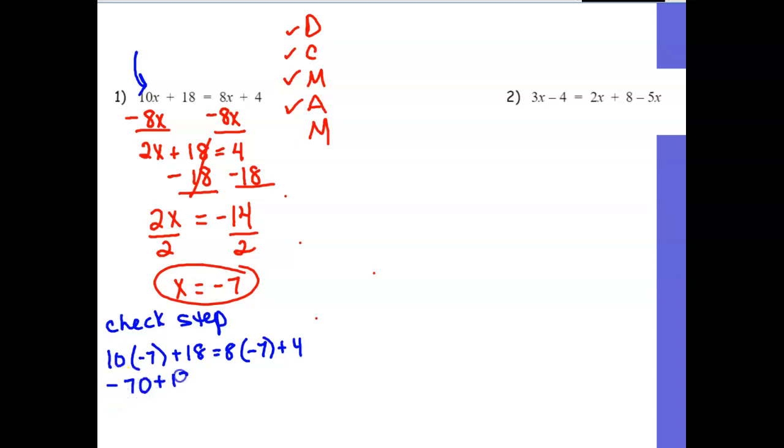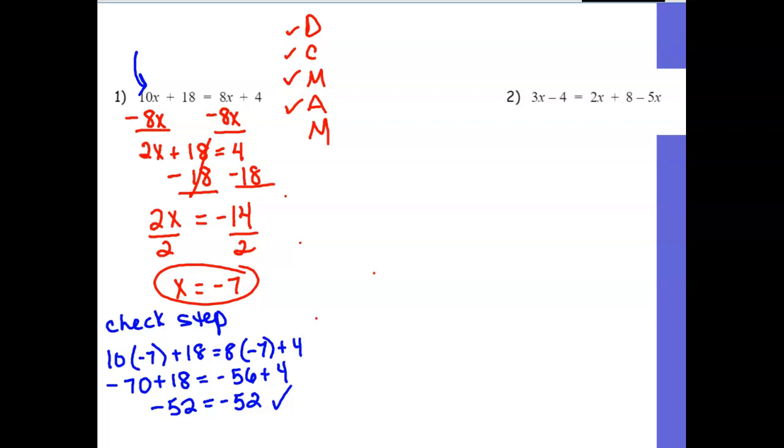Negative 70 plus 18, is that going to be equal to negative 56 plus 4? Okay, when I look at this, I get negative 70 plus 18 is negative 52, and that does indeed equal negative 52. So I know that my answer of x equals negative 7 actually works. Okay, so let's look at example number 2.